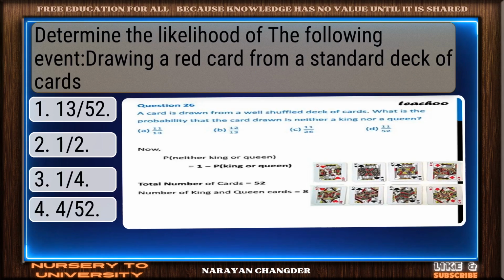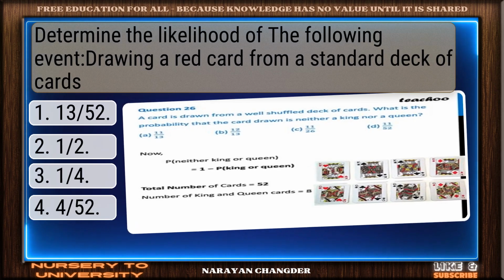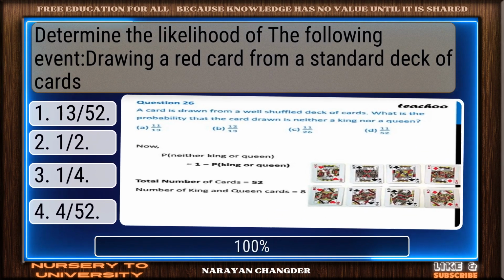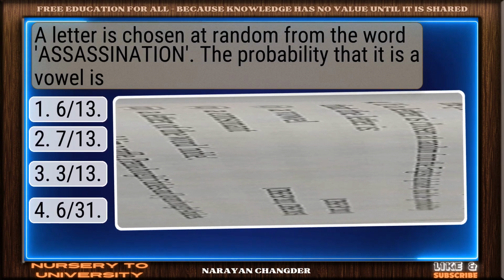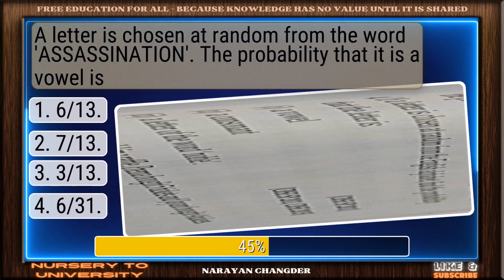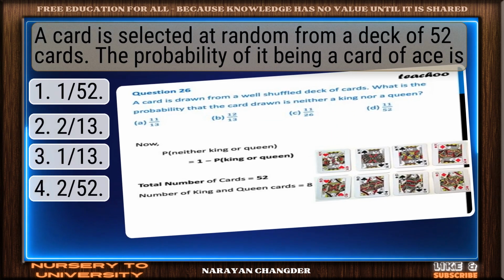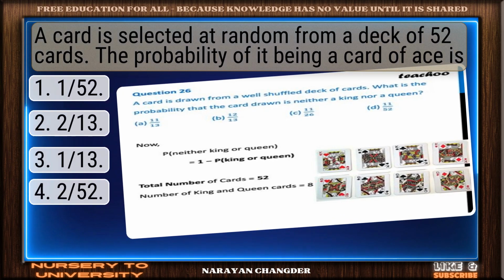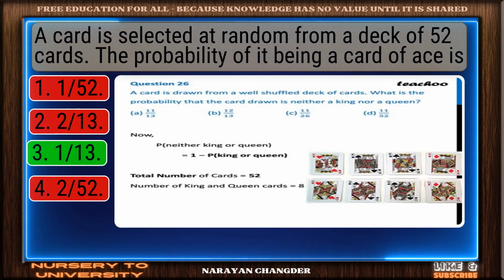1/2 fits. Determine the likelihood of the following event. Drawing a red card from a standard deck of cards. Right again. 1/2 is valid. A letter is chosen at random from the word assassination. The probability that it is a vowel is... 6/13 is solid. A card is selected at random from a deck of 52 cards. The probability of it being a card of aces. Bravo, 1/13 is the answer.